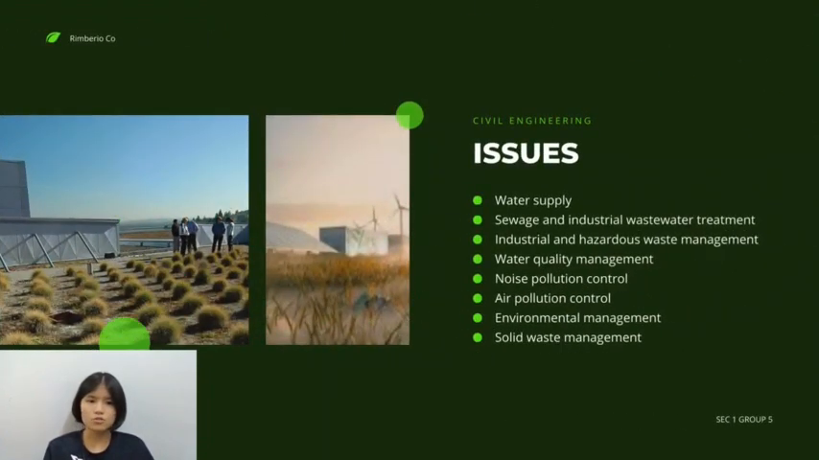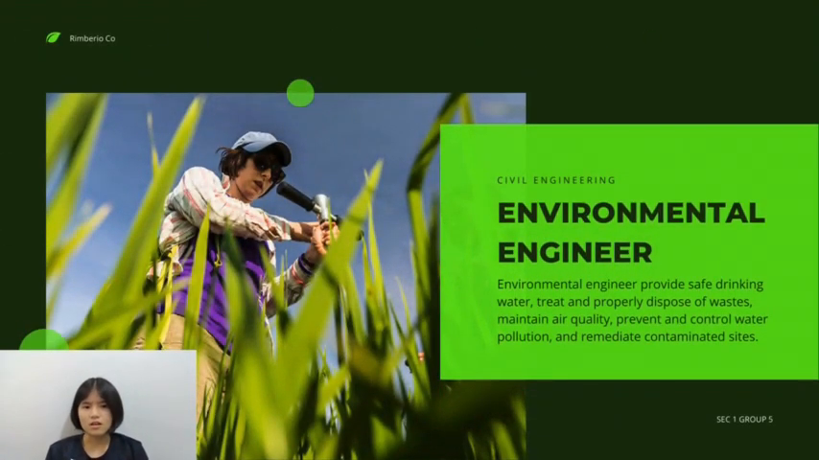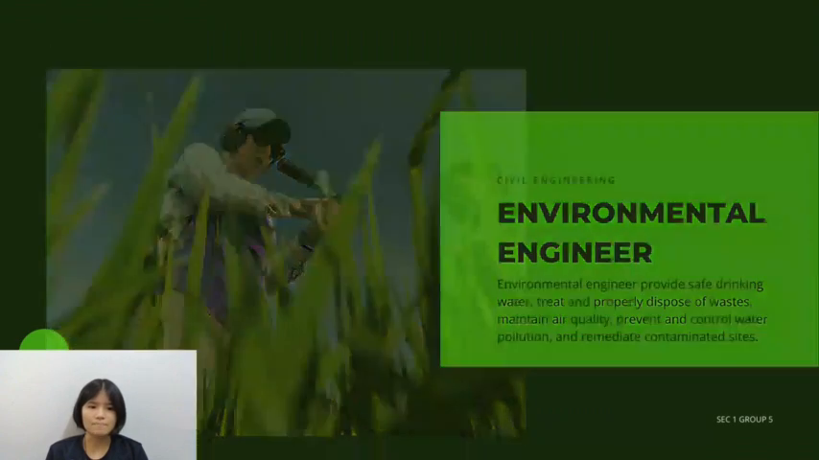There are 8 main issues, which are water supply, sewage and industrial wastewater treatment, industrial and hazardous waste management, water quality management, noise pollution control, air pollution control, environmental management, and last, solid waste management. What should an environmental engineer do? An environmental engineer provides safe drinking water, treats and properly disposes of waste, maintains air quality, prevents and controls water pollution, and also remediates contaminated sites.